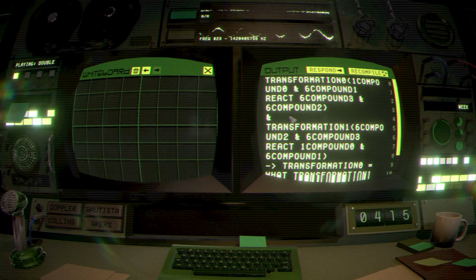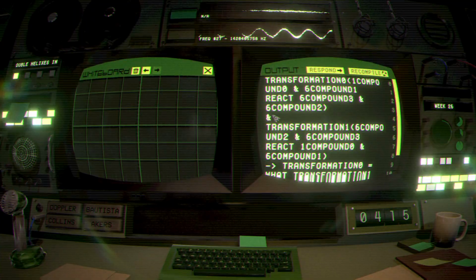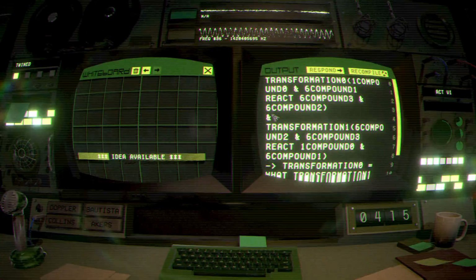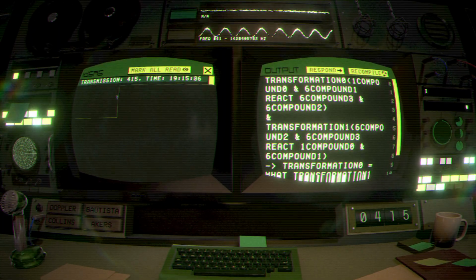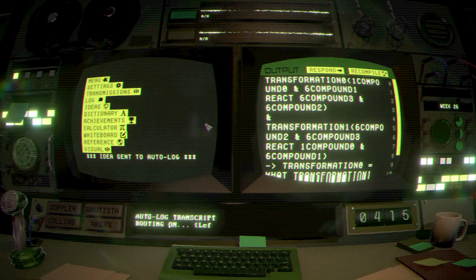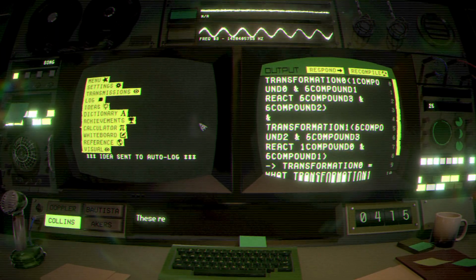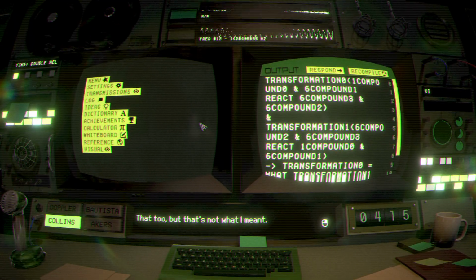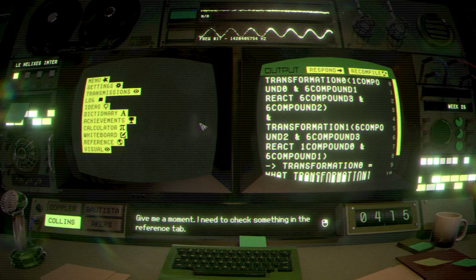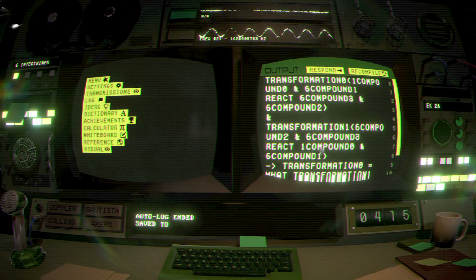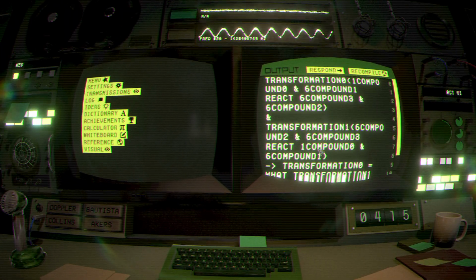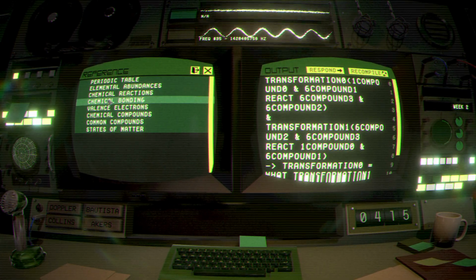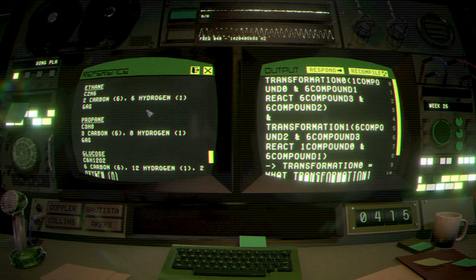Holy mammer jammers. Idea available. These reactions, they're familiar. The previous 2 transmissions. That too, but that's not what I meant. These look familiar. Give me a moment. I need to check something in the reference tab. Right, what am I missing? Chemistry. Common compounds, maybe?